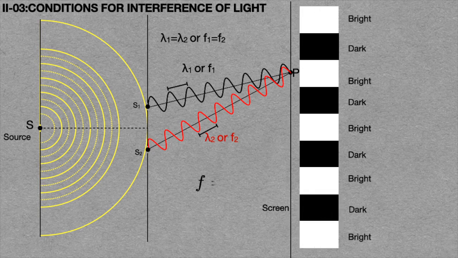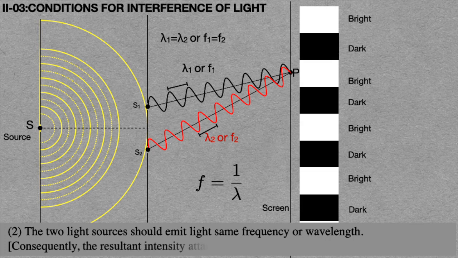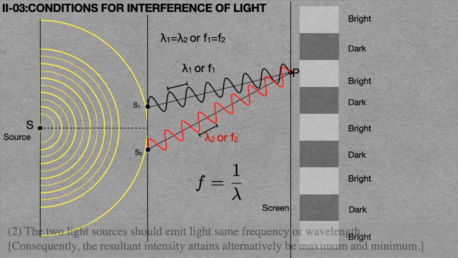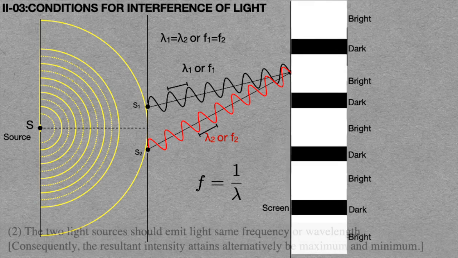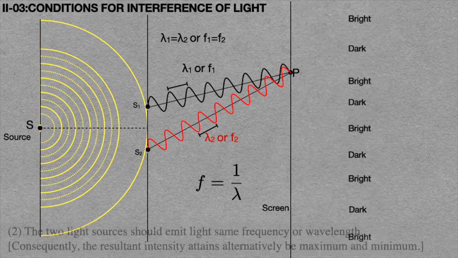Here the wavelength of light is inversely proportional to the frequency of the light. That's why the second condition includes both wavelength and frequency equations. That means the two light sources should emit light of the same frequency or wavelength. Consequently, the resultant intensity alternately attains maximum and minimum. In case the two sources do not have the same frequency or wavelength, then no stable interference pattern is formed on the screen. Then the sustained interference pattern is not possible.